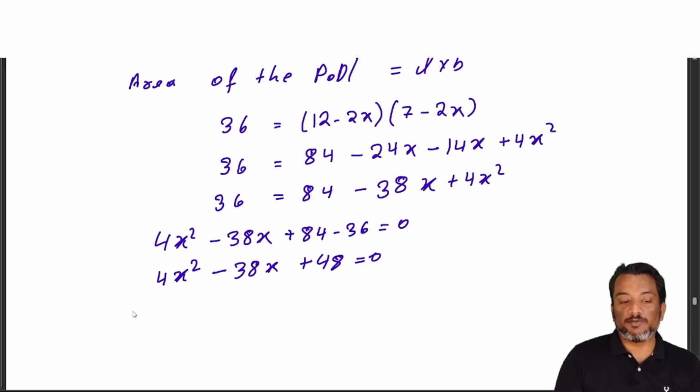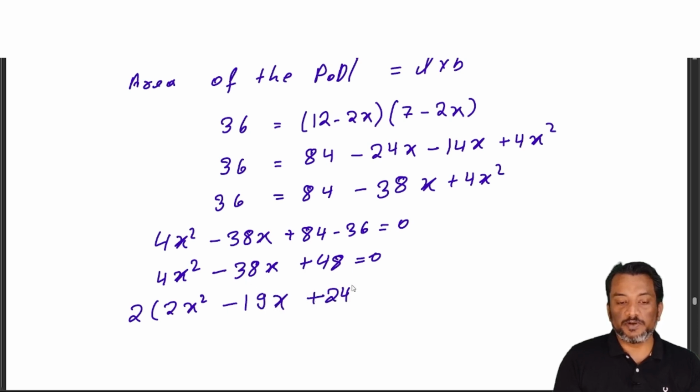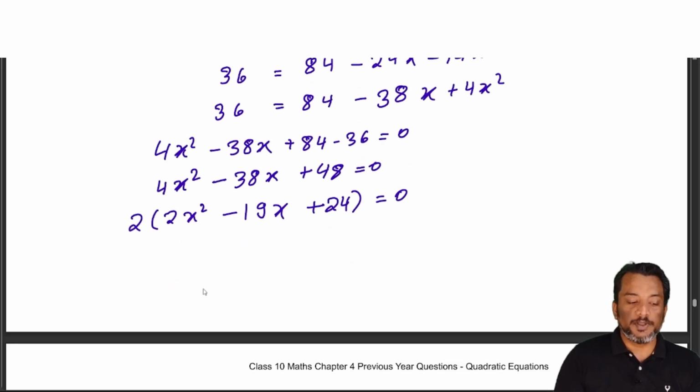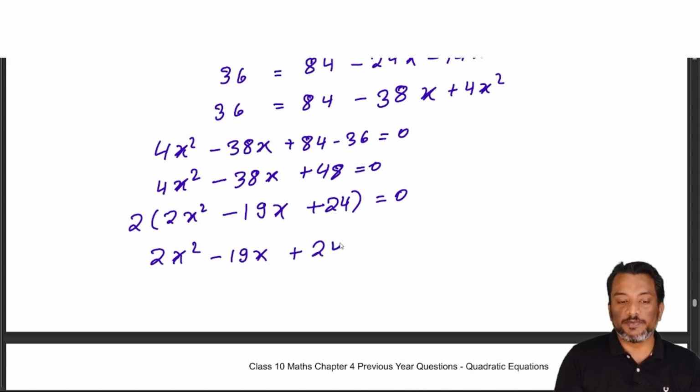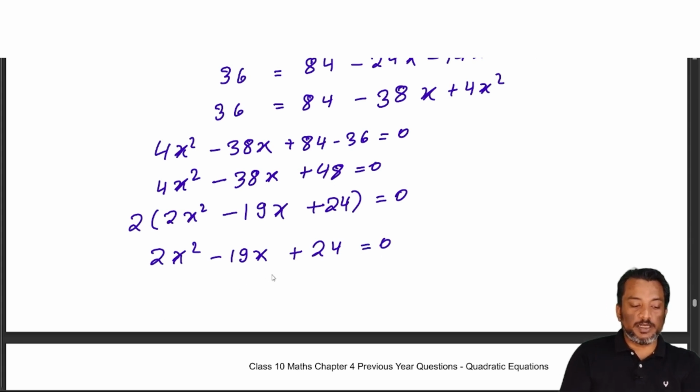Now you can see they have two as a common factor, so we will take 2, and you will get 2x square minus 19x plus 24 is equal to 0. Okay, so you will get this one. Now based on that, you can split the middle term.